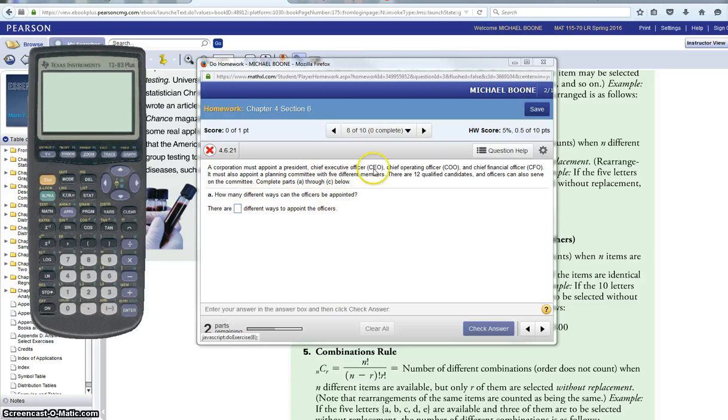So there's officers, and we have 4 officers. And this one, okay, we have 12 people. I'm going to go to probability. Is it a permutation or combination? Is the order that we pick these 4 people important? I would say yes, because being president versus chief operating officer, you have different duties. So I would say permutation, and we were picking 4 of them.